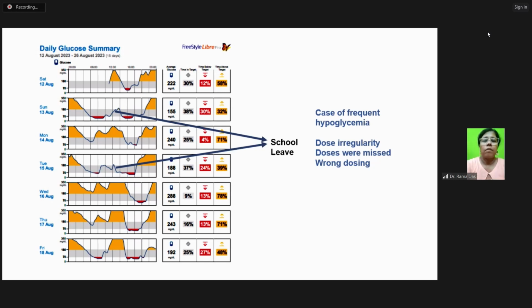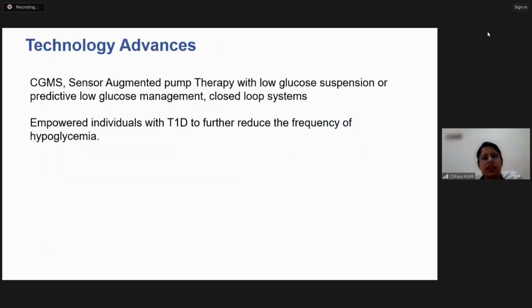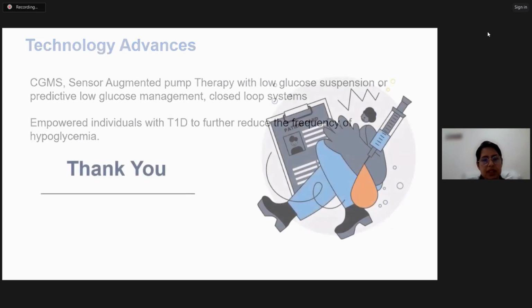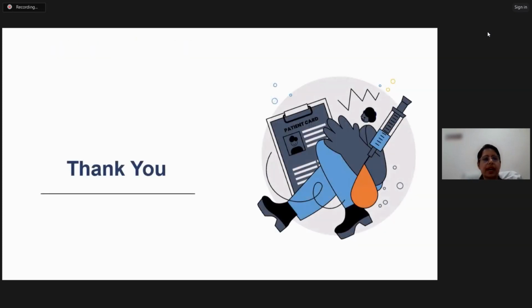This has a strong correlation with the psychological stress of the child. And technological advancements like CGMS, sensor augmented pump therapy, and predictive low glucose suspension pumps have helped in reducing the episodes of hypoglycemia, and have empowered individuals with type 1 diabetes to further reduce the frequency of hypoglycemia. So this ends my presentation. Thank you so much.